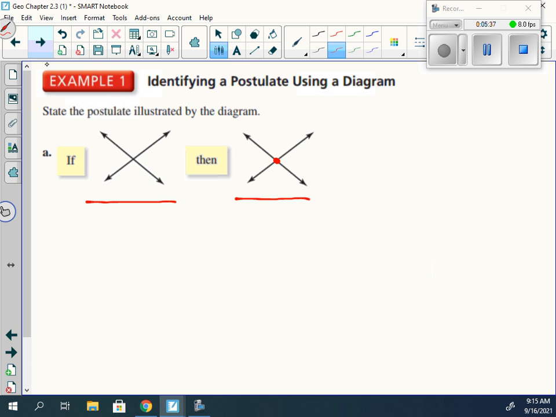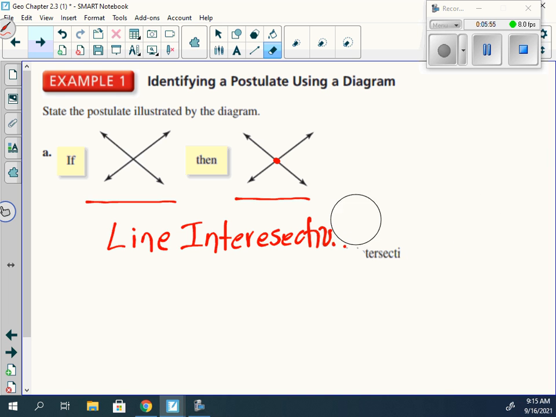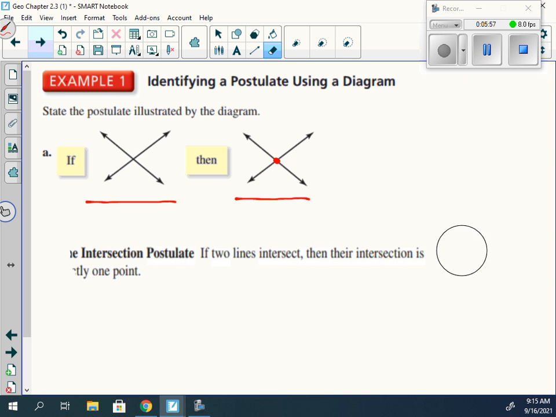So the postulate that this is illustrating is the line intersection postulate. It's right there. Line intersection postulate. If two lines intersect, then their intersection is exactly 1 point. Yeah, that's all we're doing, because that's all it asks for. Questions on this here?